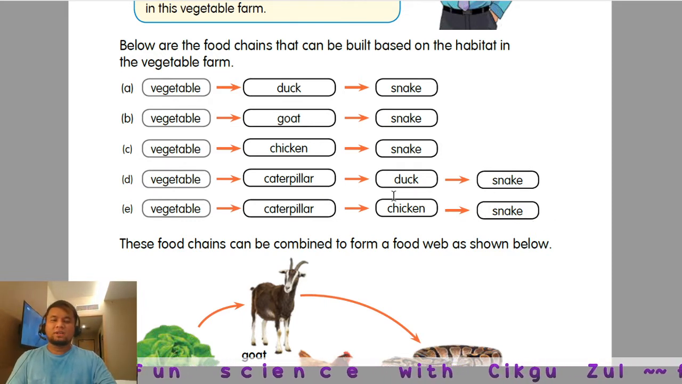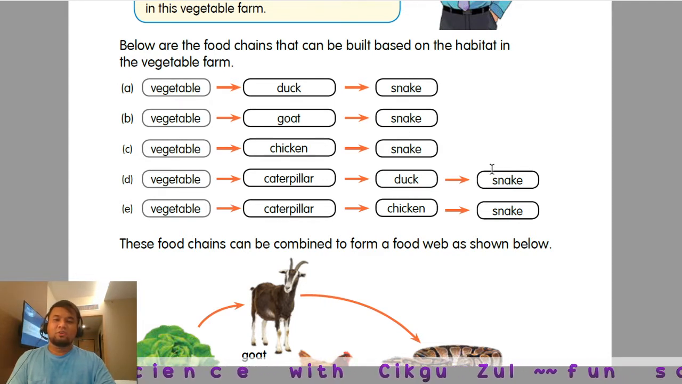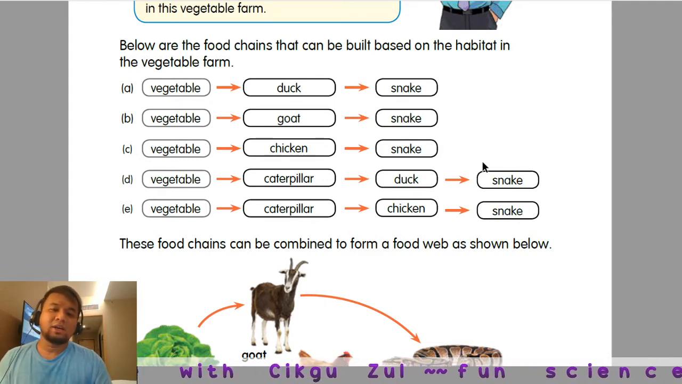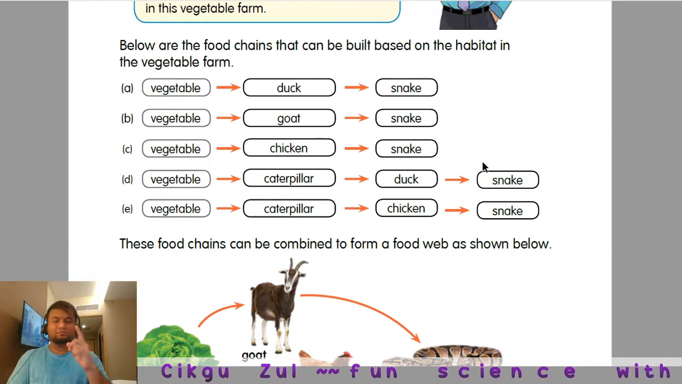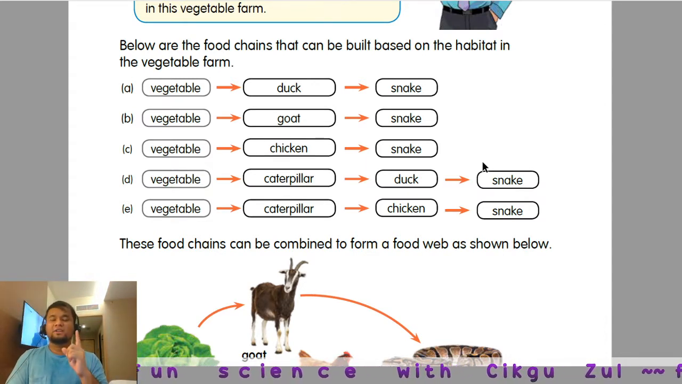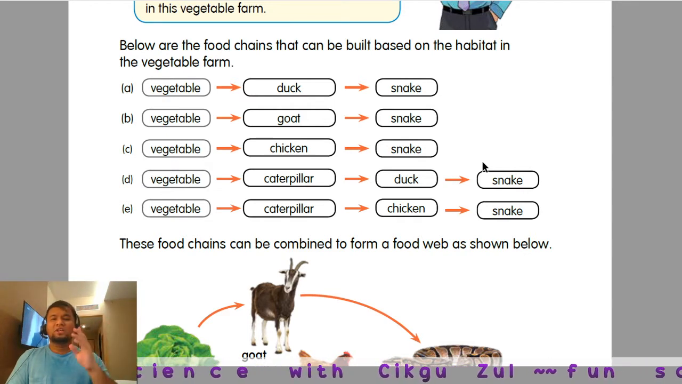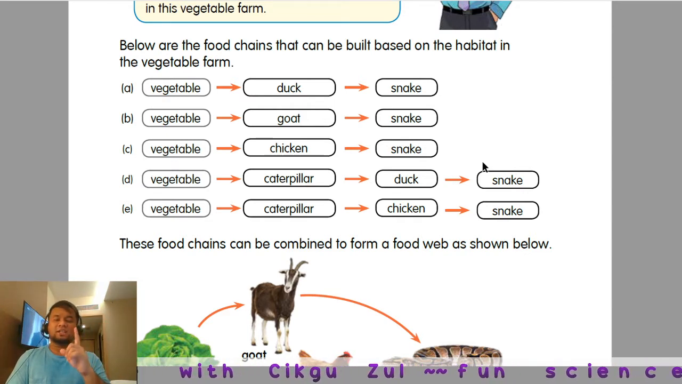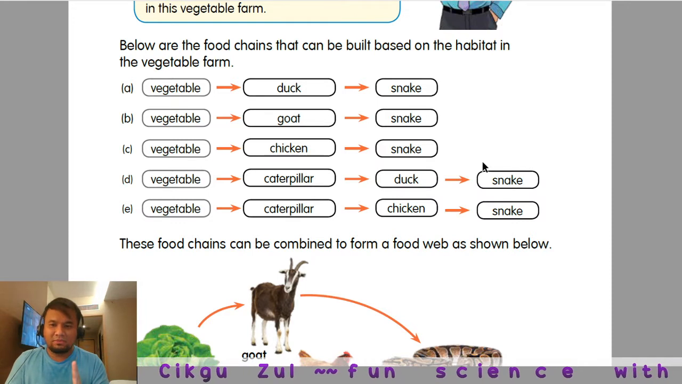Apa persamaan mereka? Betul, tadi cikgu sengaja ulang-ulang snake tu. Memang mereka berakhir pada snake. Betul satu. Which is the final consumer. Final consumer maksudnya apa? Pengguna yang terakhir. Siapa yang duduk terakhir? Snake tadi kan? Okay, itu betul satu persamaan.